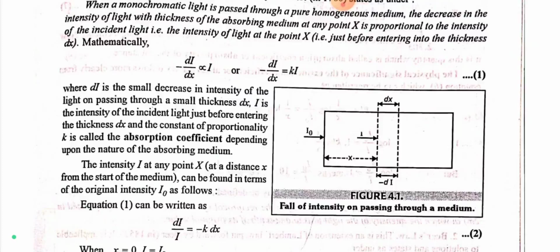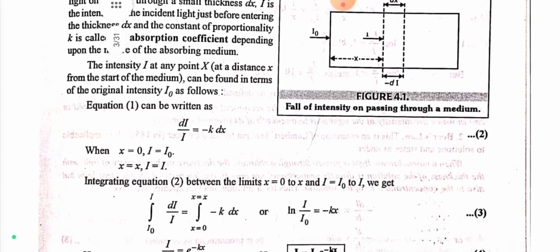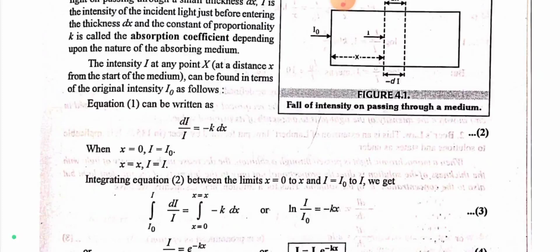Equation 1 can be written as dI/I is equal to minus k dx. When x is equal to 0, I is equal to I naught; when x is equal to x, I is equal to I. Integrating equation number 2 between the limits x is equal to 0 to x is equal to x, I is equal to I naught to I, we get the integral of dI/I from I naught to I is equal to the integral of minus k dx from x is equal to 0 to x. And ln I/I naught is equal to minus kx, I/I naught is equal to e to the power minus kx, and I is equal to I naught e to the power minus kx.